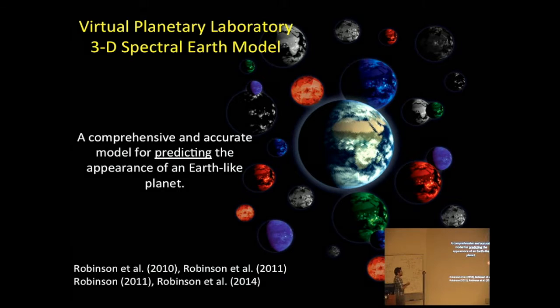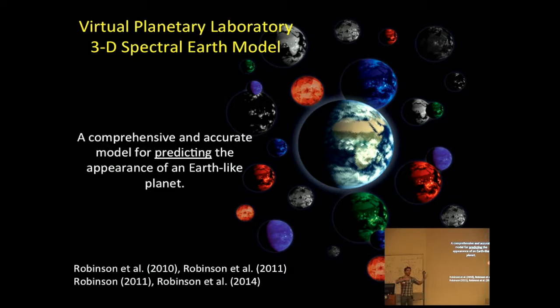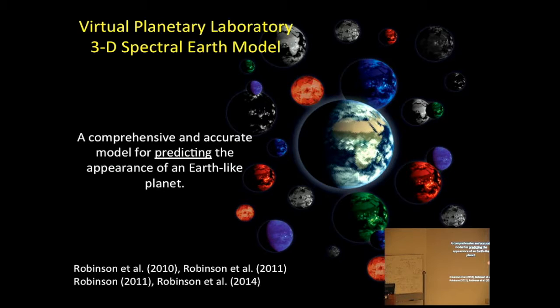Another thing that I do is model spectra of the pale blue dot. So at any point this week, if you need a spectrum of the Earth that you can trust, come talk to me. Maybe you're interested in detectability or biosignatures or something, I can supply you with a spectrum. The tool that I built and use is called the Virtual Planetary Laboratory 3D Spectral Earth Model, and those are some simulated images from the model.